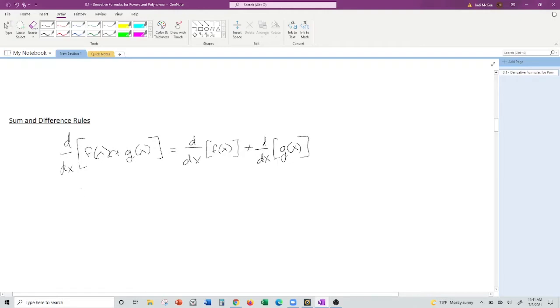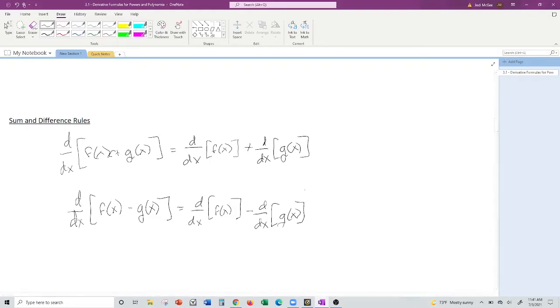If we have a derivative of a difference, so of f of x minus g of x, we can do the same thing. So it's the derivative of f of x minus the derivative of g of x. Alright, so we can distribute the derivative into addition and subtraction.